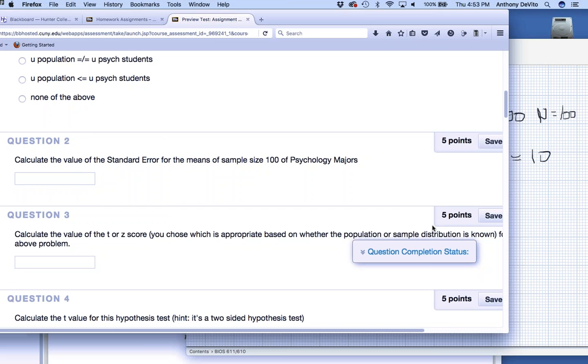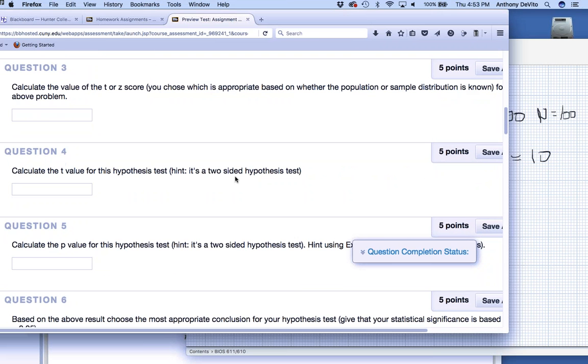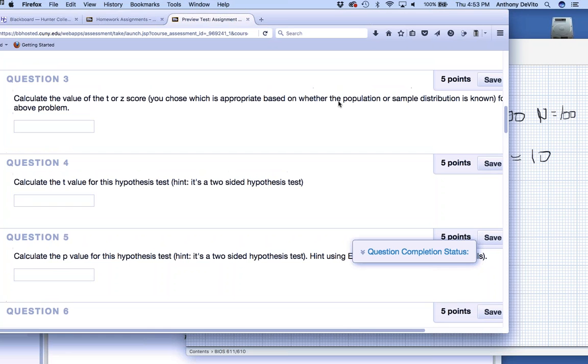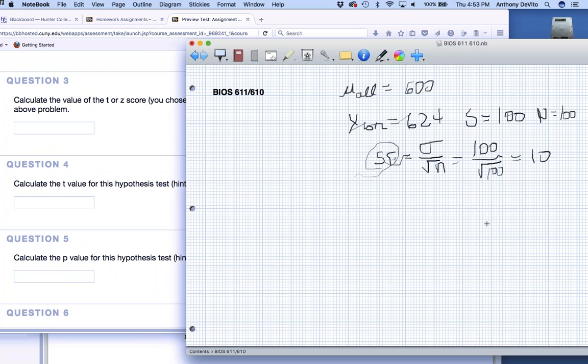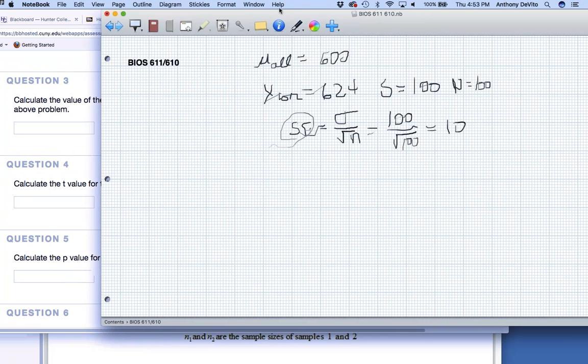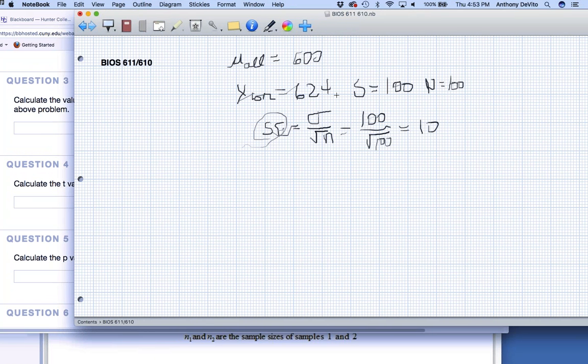Now I'm going to go back here and ask, what's the next question? Calculate the value of the t-score or z-score, you choose which is appropriate, based on whether the population or sample distribution is known for the above problem. Now we don't know the population standard deviation, sigma, for psych students. We only know s. We don't know what it is for all psych students. We only know it for our sample. So really, we should use t.